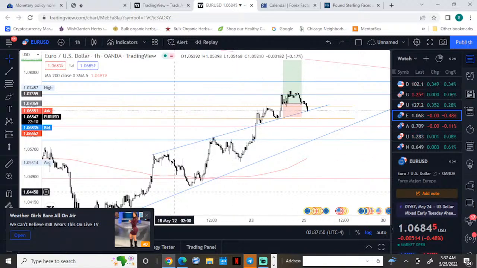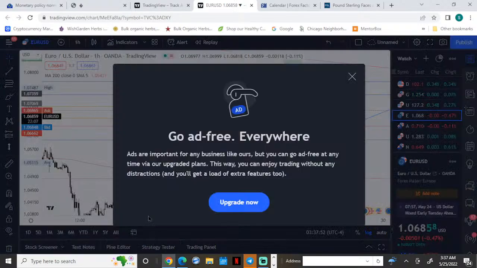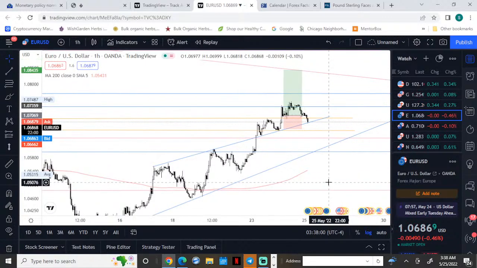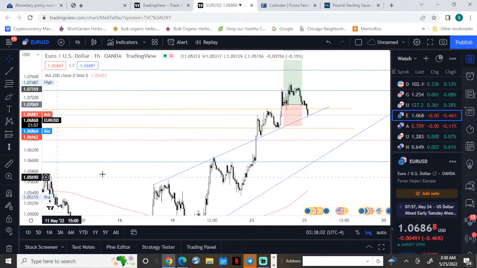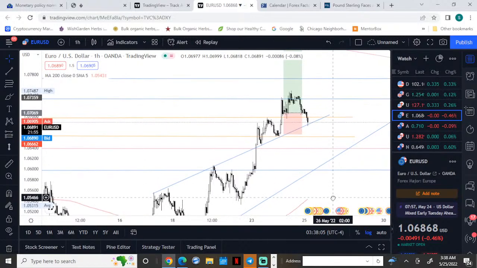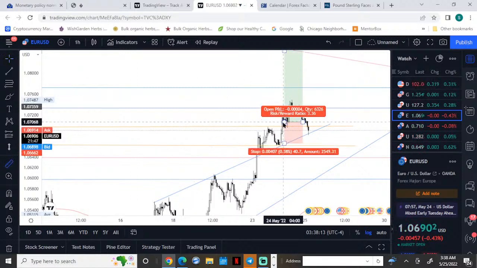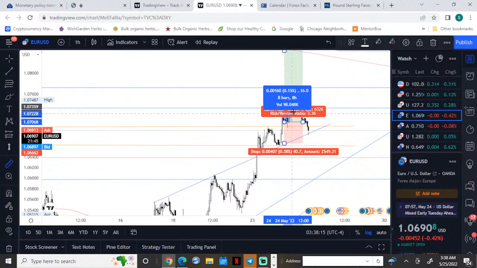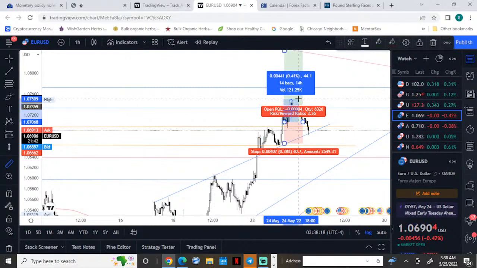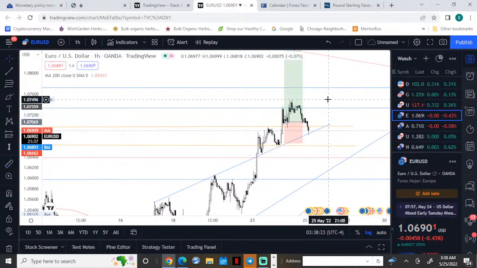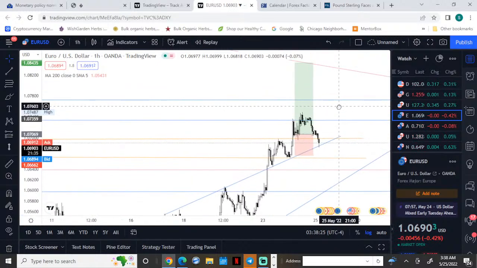So I was looking yesterday, and I waited for an entry to get into this buy to continue higher. And I did not set an alert for this. So when I came back and looked at it, I was like, oh, okay. We're in profit. It came up 38 pips, which was a nice intraday trade.